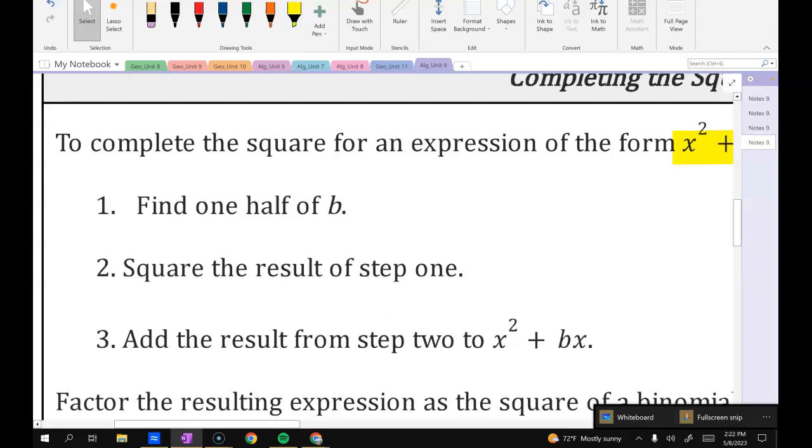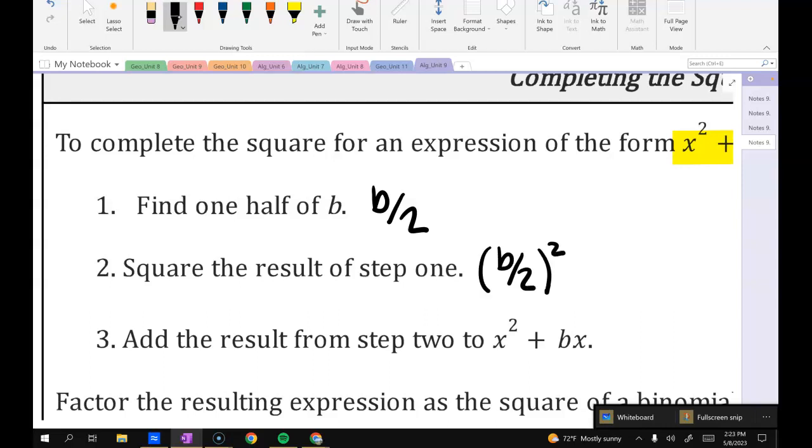So that's the same thing as, when you put that into math, dividing b by 2, or multiplying it by 0.5. Your next step is whatever you got in step 1, b divided by 2, that's going to give you a number. Whatever number you get, you're going to square it. So b divided by 2, you're going to square that. b divided by 2 squared.